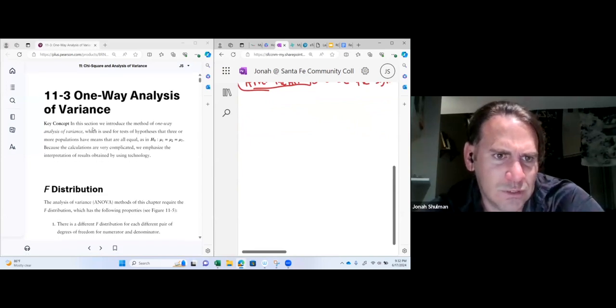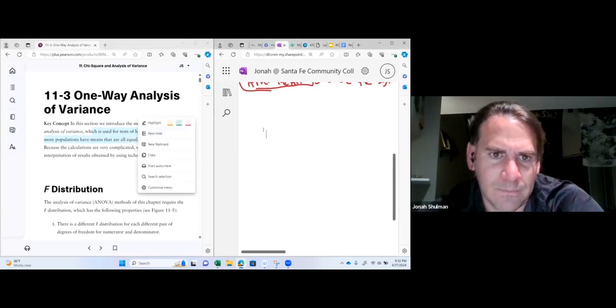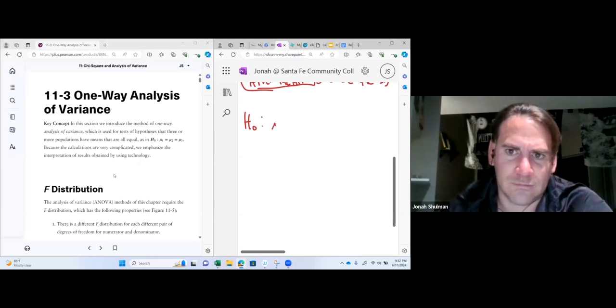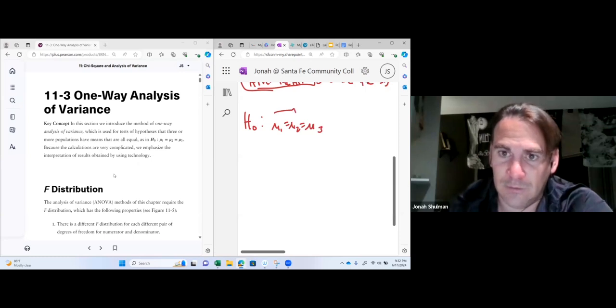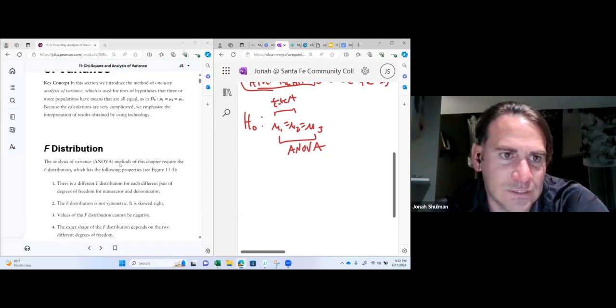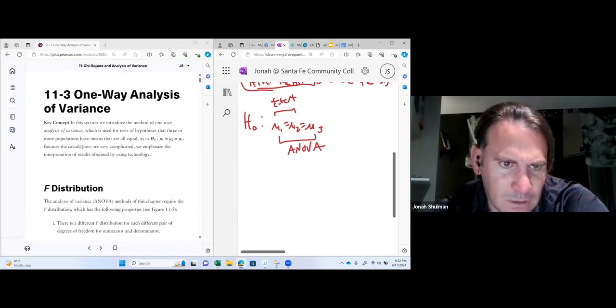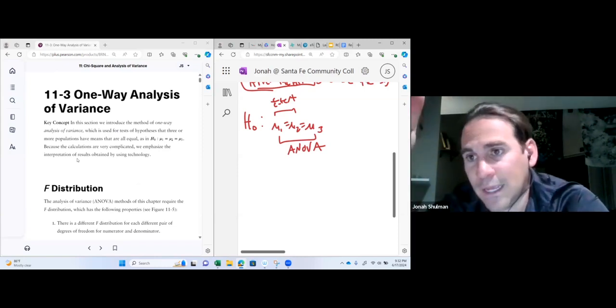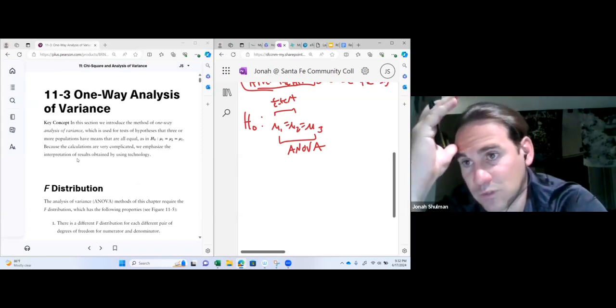In this section, we introduce the method of a one-way analysis of variance, or ANOVA, which is used to test 3 or more populations where the means are equal. Okay, so pretty much said that already. Your null is just what? Mean equals mean equals mean. If it was just 2 of them, we'd be talking t-test, right? But because we have all 3, now we're talking ANOVA. All right, so we get an F statistic. They want you to do it by technology, but I will show you one by hand, or you can watch the videos by hand. We'll see how it goes.